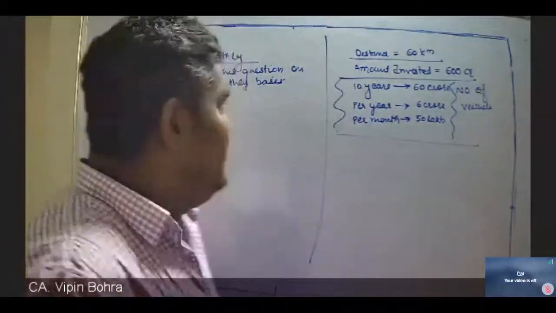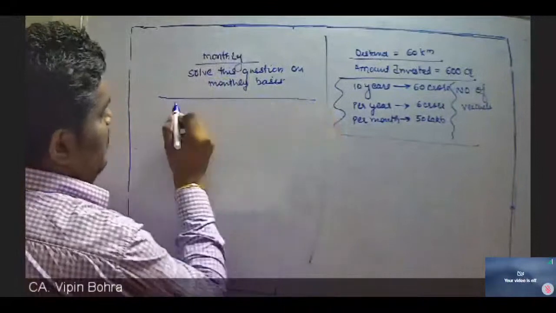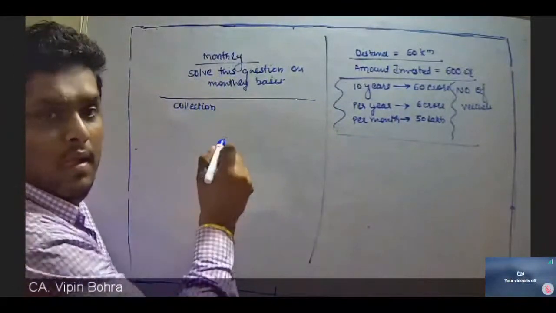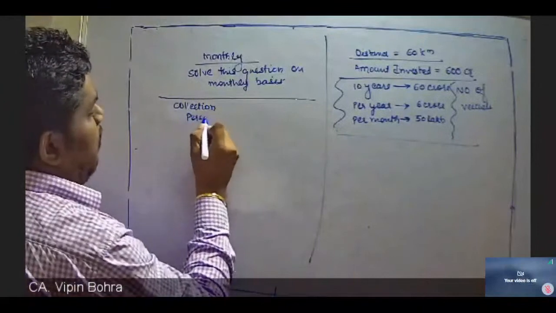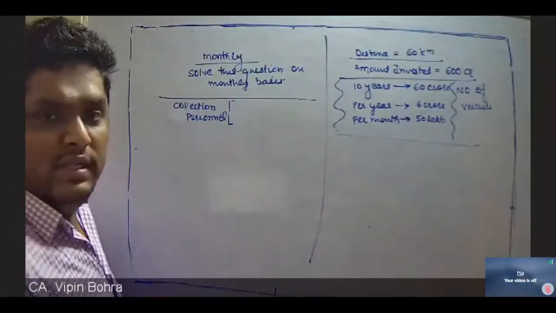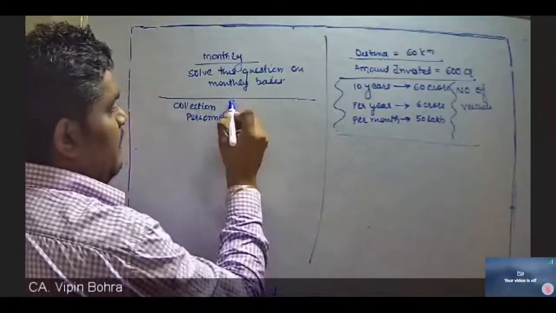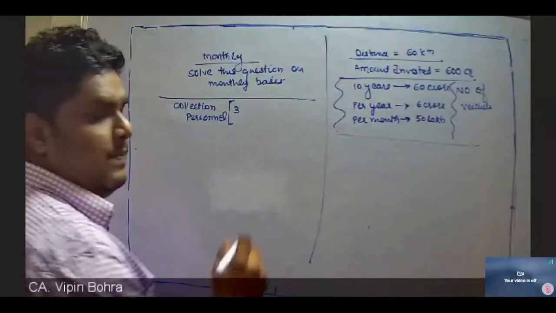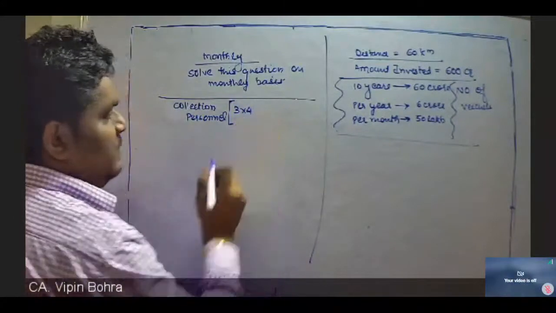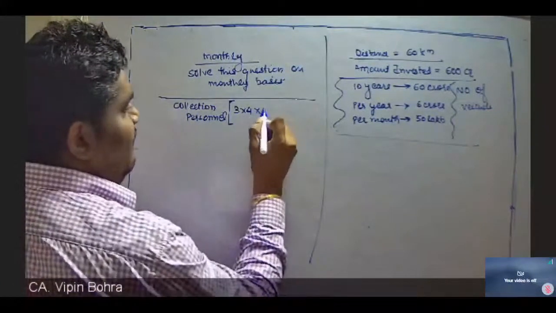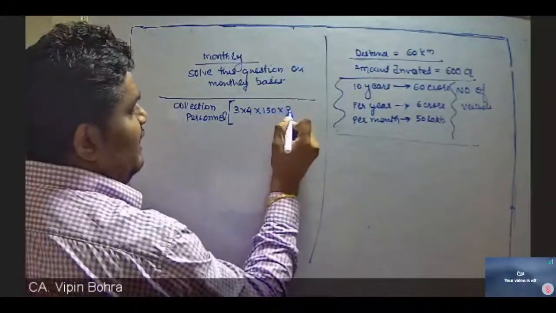Again I repeat, and just for your reference, writing down collection personnel, three shifts are there. How many persons per shift? Total 4 persons per shift. So total 12 number of persons into 150 per day into 30 days in a month.